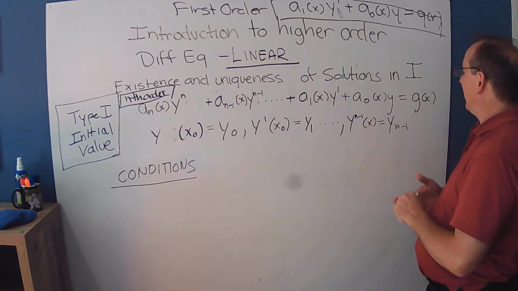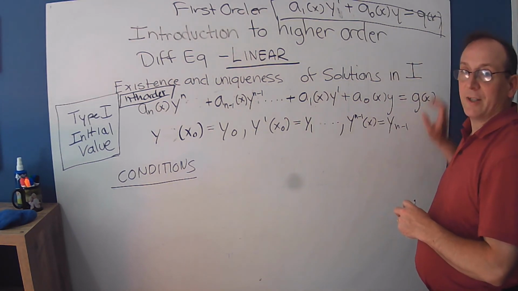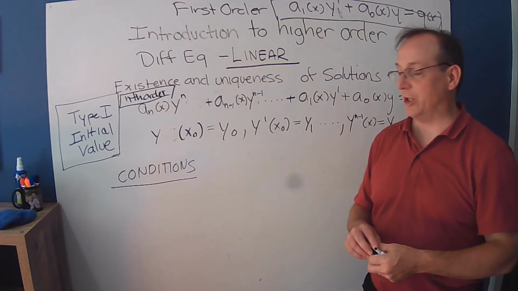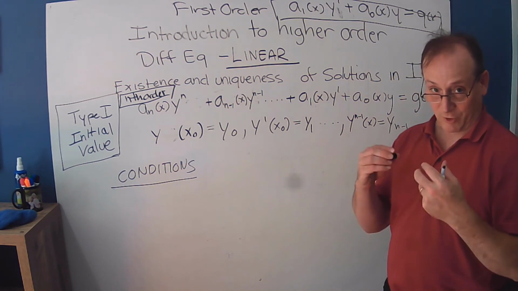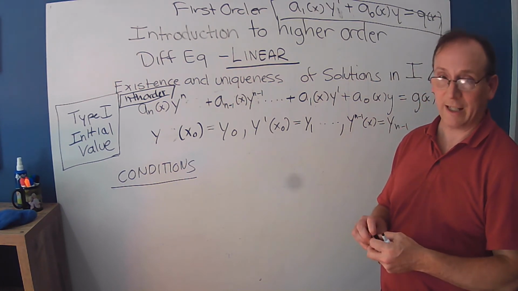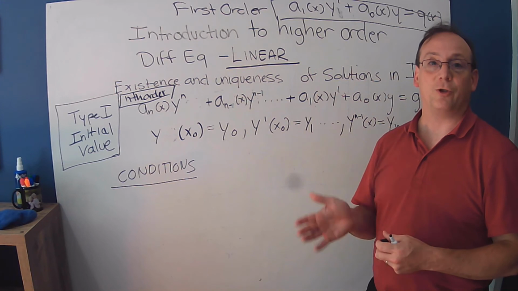When g of x happens to be 0, we call that homogeneous. And we will start with getting solutions to homogeneous equations.